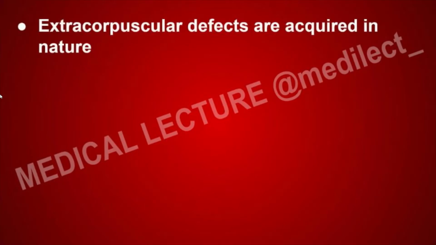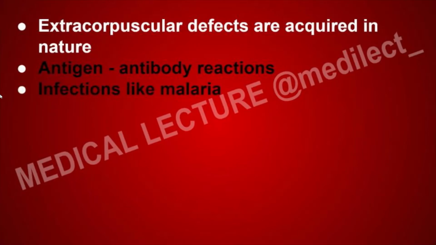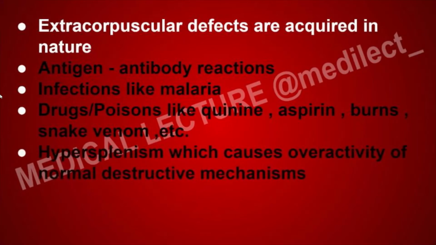Now the extracorpuscular defects which lead to hemolytic anemia are not hereditary, they are acquired in nature. Antigen antibody reactions are an example. Infections like malaria. Also, drugs or poisons like quinine, aspirin, etc. can cause such defects. Hypersplenism, which causes overactivity of the normal destructive mechanism.